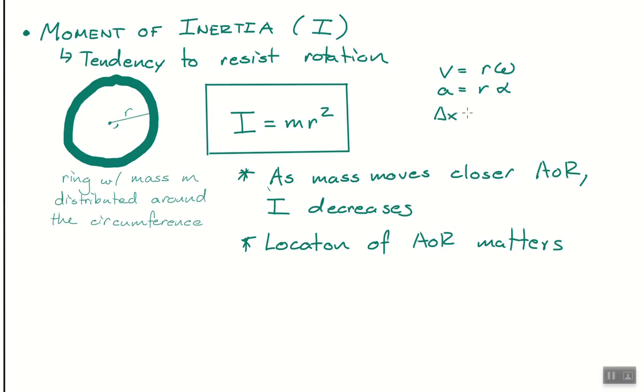Delta x equals r times theta. Now, we call this delta x in here. In pre-calc, this is s. That's our arc length, the distance we travel. Okay, so let's do a problem or two.